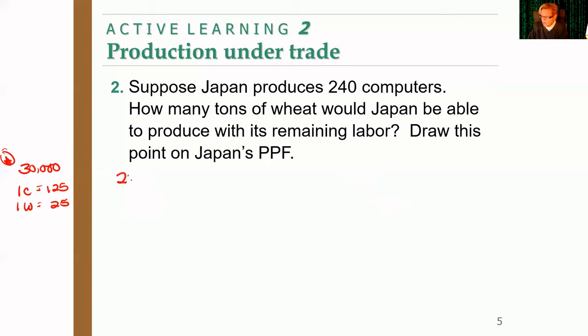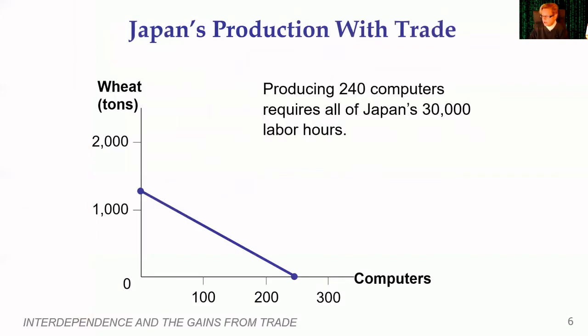So we have 240 computers, and it takes 125 hours to produce those. That ends up at 30,000. We have 30,000 labor hours to use. We've used all of them. So the answer here is nothing. So we're going to go ahead and draw that on our production possibilities frontier for Japan.